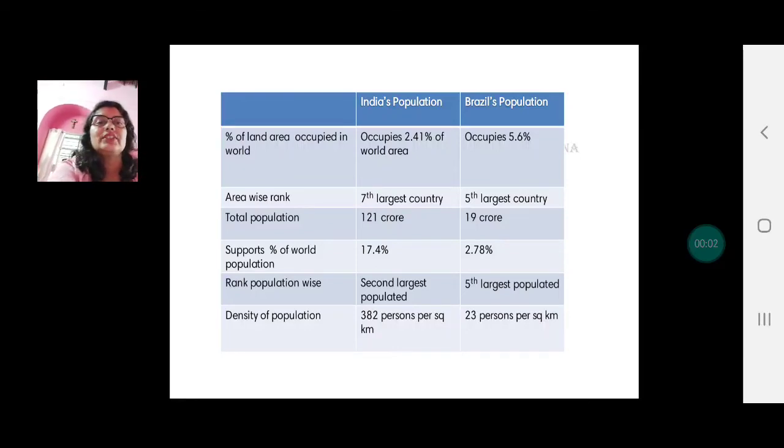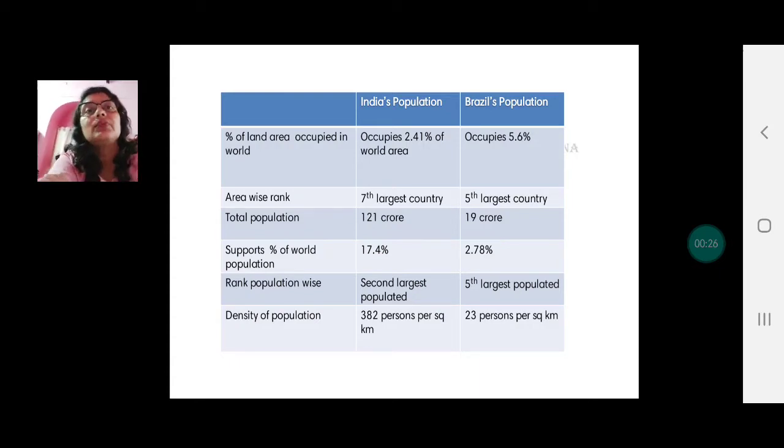Welcome back, children, to our second video on Chapter 6, Population. In the last video, we spoke about the population as a resource. Also, we spoke about the population of India, the regions with high density, the regions with low density, and the reasons why those regions are highly or sparsely populated. Today we will have a comparative account.